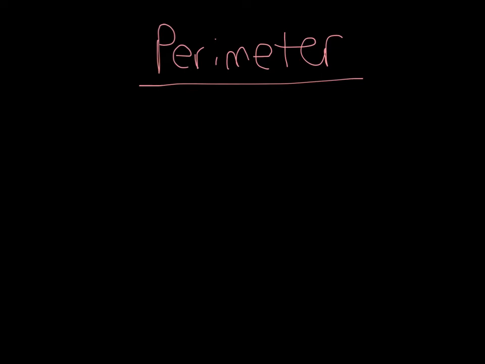The only other thing you're going to be asked about is the perimeter of a shape, and the perimeter of a shape is really easy. The perimeter of a shape is just the length all around the outside.